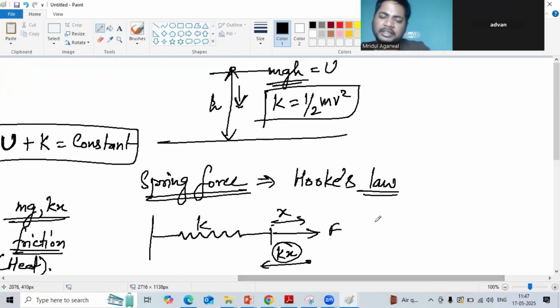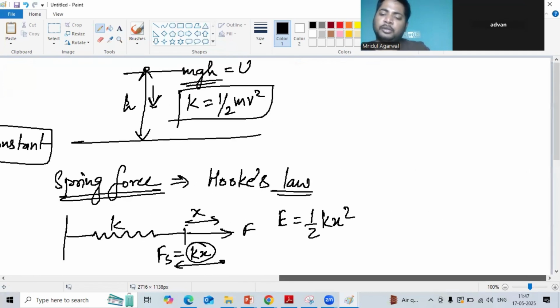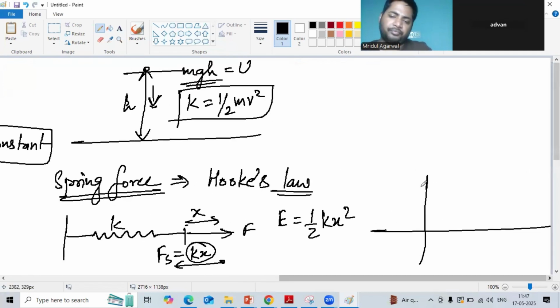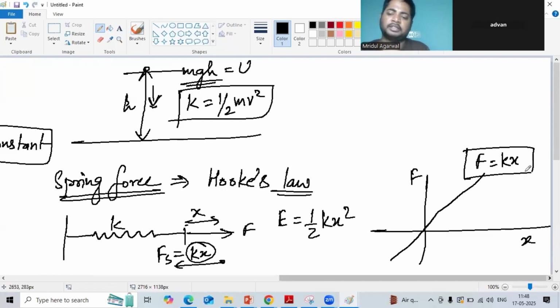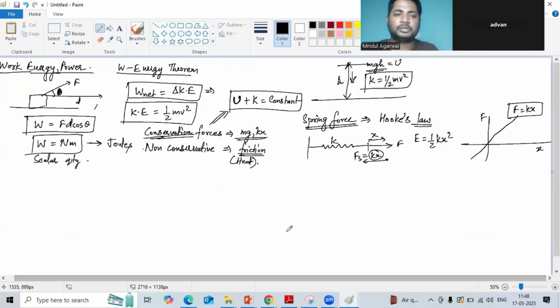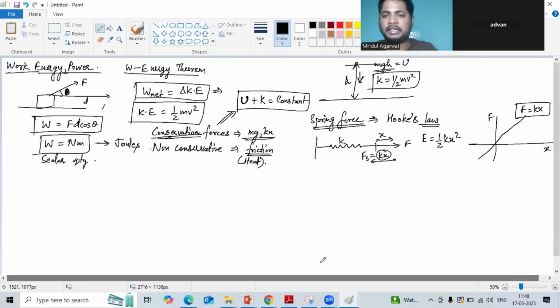Okay, and the energy is stored. So this is the spring force, and the energy stored in the spring is given as half kx square. And if you draw the x versus F, that is the linear case. So F is equal to kx, that is followed in springs. Clear? So this is the part for work and energy.